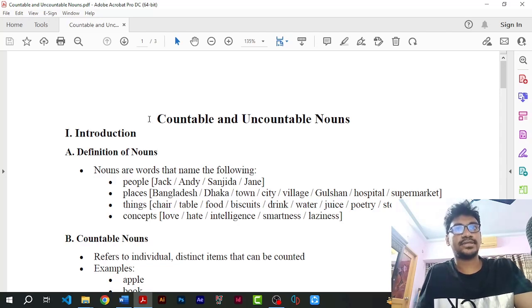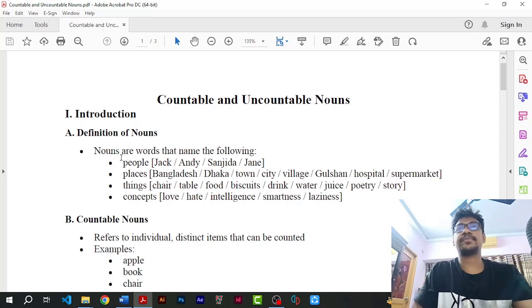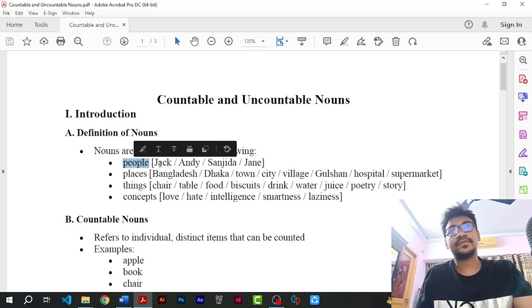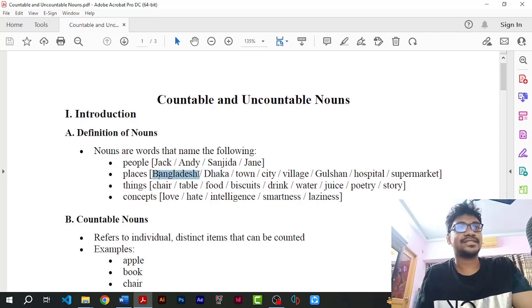First of all, what are nouns? We all know what nouns are. Nouns are naming words. They name something, right? It can be a name of people. For example, Jack is a name, Andy is a name, Sanjida is a name. And places like Bangladesh, it's also a name, Dhaka, Gulshan.